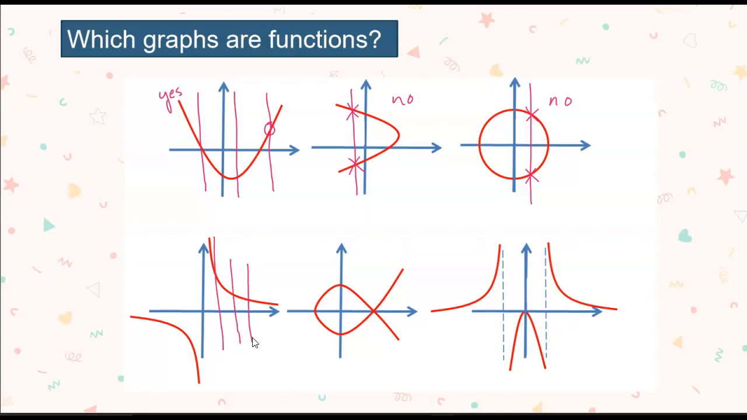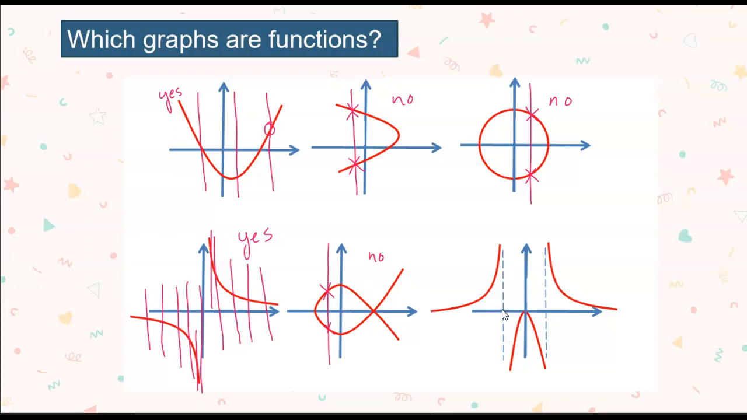Let's see, we can do vertical lines, those all pass through once. It looks like this gets pretty steep, so if it ever got perfectly vertical, then it would hit this line twice, but it doesn't look like it ever goes completely vertical. So really, if we just keep drawing vertical lines here and here, it will still only go through once. This is a function. This one is not a function, goes through twice.